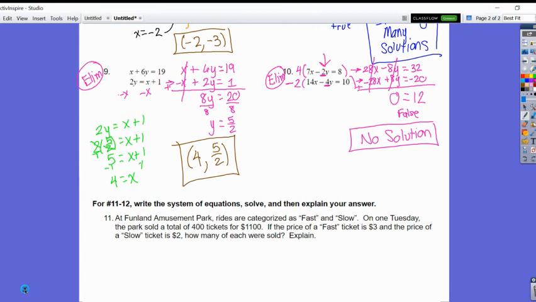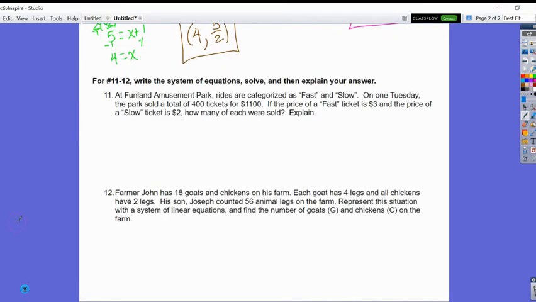And then down below, the last two questions on that study guide, some applications. So at the amusement park, rides could be fast or slow. On a Tuesday, they sold 400 tickets and made $1,100. We know that fast ticket prices are $3 and slow ticket prices are $2. So how many of each were sold?